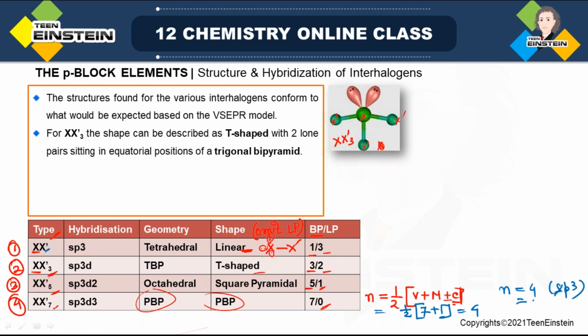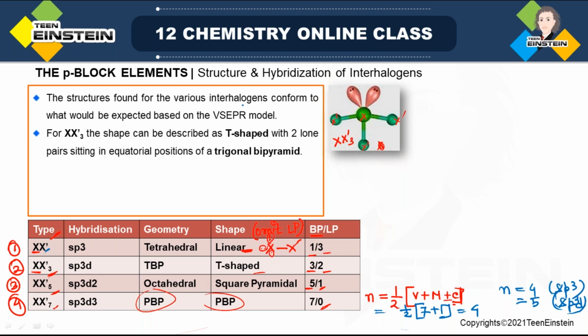Similarly, when N equal to 5, it will be sp3d, and in this way it will go on. When it is 6, it is sp3d2. When it is 7, it is sp3d3. So this rule you will find in chemical bonding chapter, which is related to VSEPR. So based on this, we get all these hybridizations. Now one by one we will see the structures.